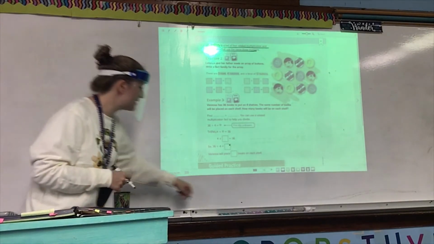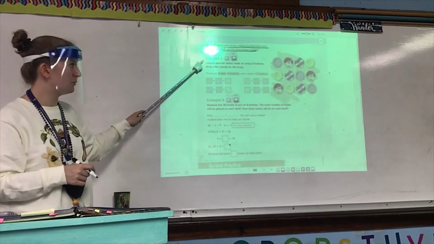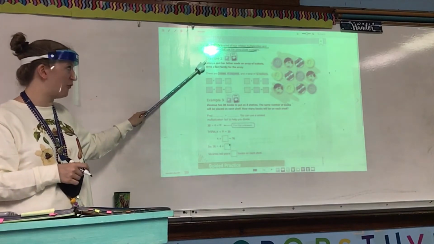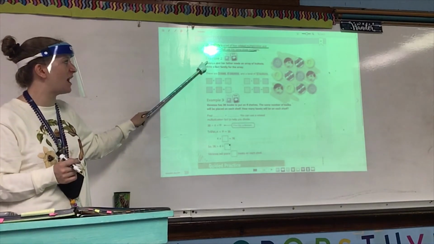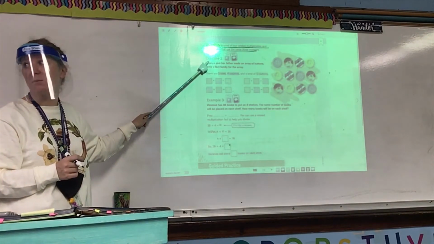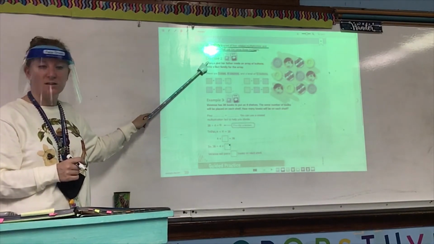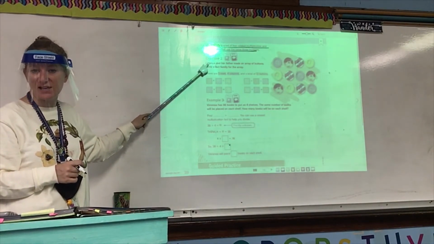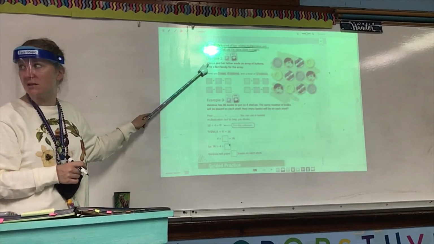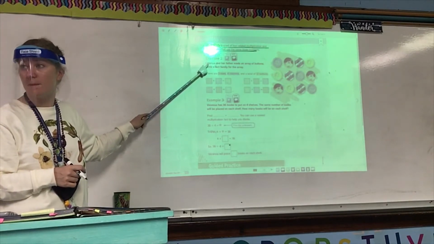Here, finger or pencil on example 2. We're going to create a fact family, a set of 4 related multiplication and division facts that use the same 3 numbers. So when I see everybody's finger or pencil on example 2, I will continue.